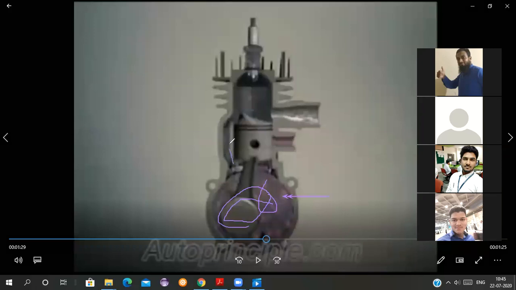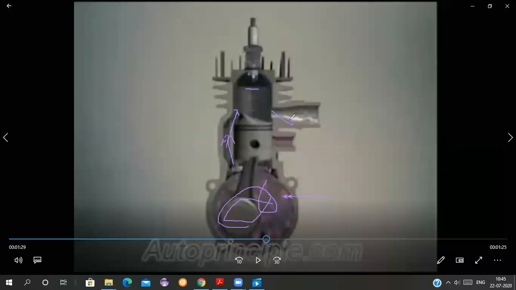Okay, it is sending to the transfer port here, upwards. Because the pressure has reduced here in the combustion chamber, the air and fuel mixture can easily go out upwards here. It can easily go upward because the exhaust port was open.